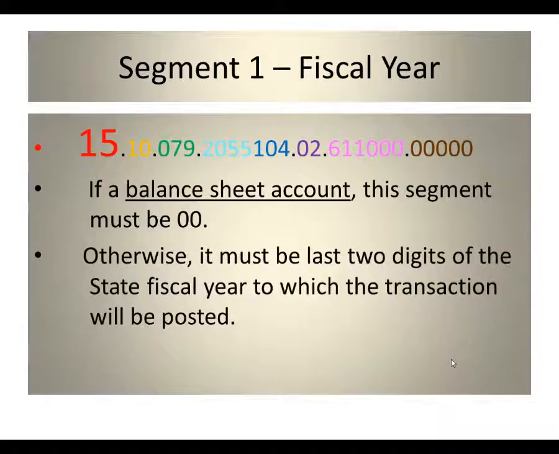If the complete RIFANS account number is that of an income statement account, that is, either a revenue or an expenditure account, then this segment must be the last 2 digits of the state fiscal year in question. For example, a revenue or expenditure transaction to be posted in fiscal year 15 will have 15 as the first segment of the account number.